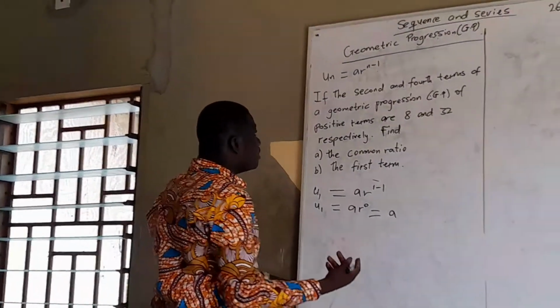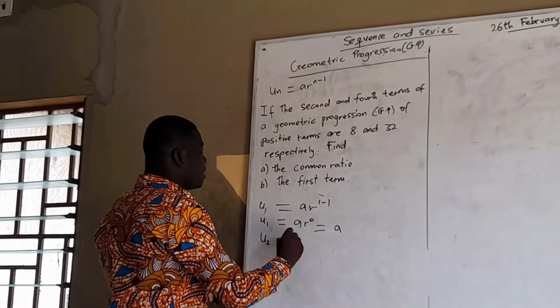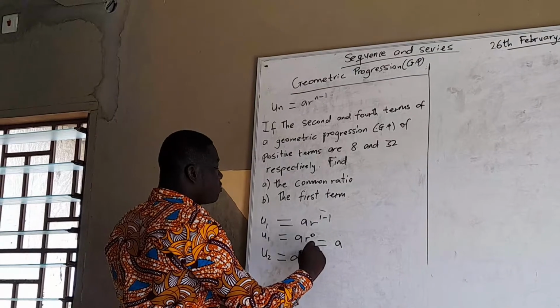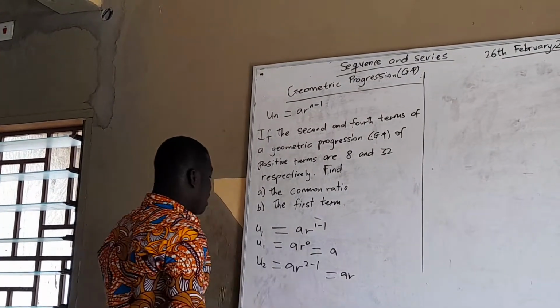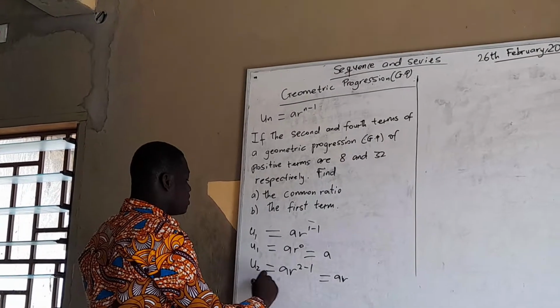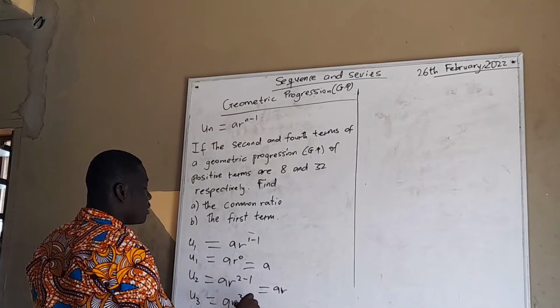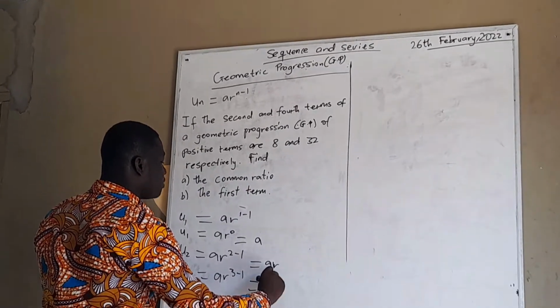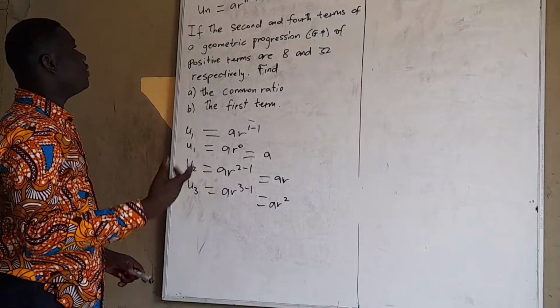Okay, and if we are also looking for the second term, we have u2 is equal to ar exponent 2 minus 1, which is going to give us ar. Our third term u3 is equal to ar exponent 3 minus 1, which is going to give us ar squared. Okay, we can continue on and on and on.